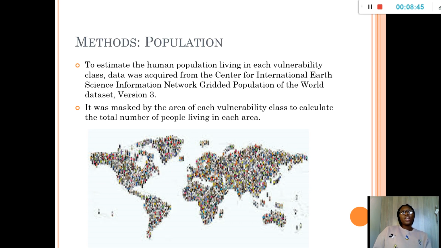Population. So in order for the researchers to have an idea of how many people would be affected by the changing biomes, they estimated the human population living in each vulnerability class, and data was acquired from the Center for International Earth Science Information Network, and it was masked by the area of each vulnerability class to calculate the total number of people living in each area.